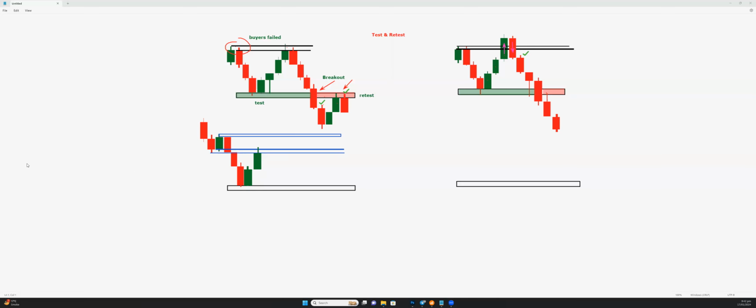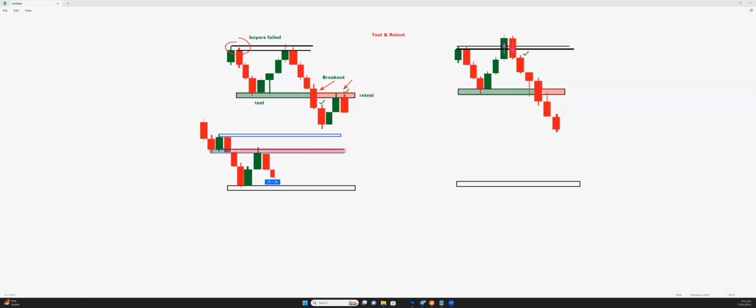At this point, the support becomes a resistance. What do you expect the next candle to be? Reverse. Red. It will reverse back, right? It will reverse back because it is the first use of the level. So we can go for the next candle down. Okay, right. We got a trade here.